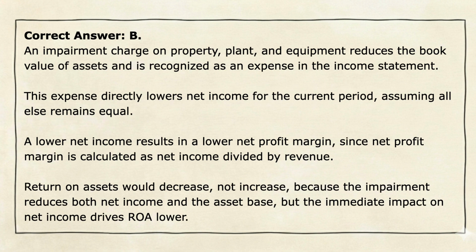Correct answer, B. When we have an impairment charge on property, plant, and equipment, it means we're taking a hit to the book value of these assets. This charge shows up as an expense on the income statement. This expense will directly lower our net income for the current period, assuming everything else stays the same. A lower net income means we're also seeing a smaller net profit margin, since that's just net income divided by revenue. Our return on assets might go down, not up, because the impairment affects both net income and the asset base. But since the immediate impact is on net income, that's what pulls ROA lower.